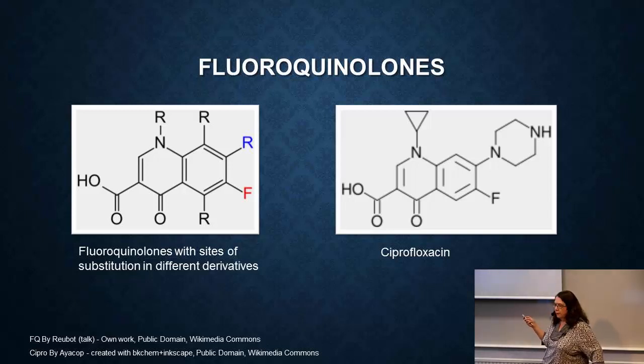The different fluoroquinolones have different substitutions in the positions marked R. So they're different in different versions of the drug. In particular, here's ciprofloxacin. It has, you see, the same basic structure. But the different R groups have different groups for ciprofloxacin.